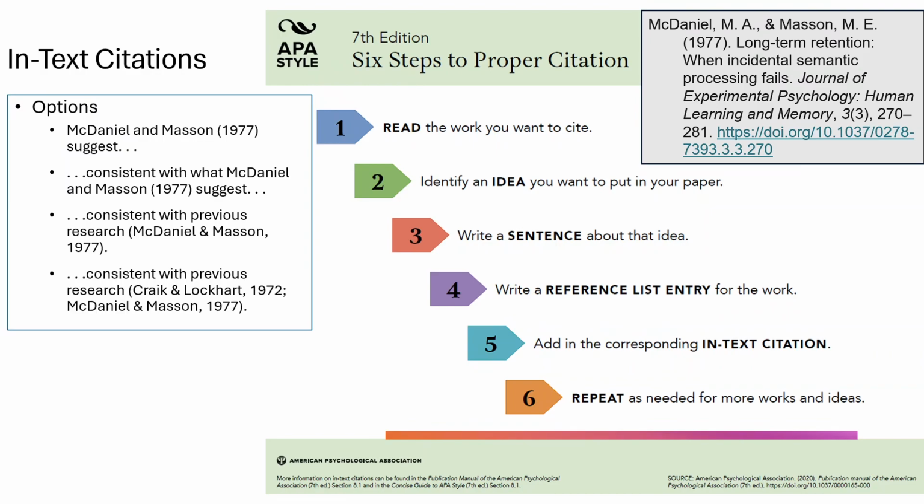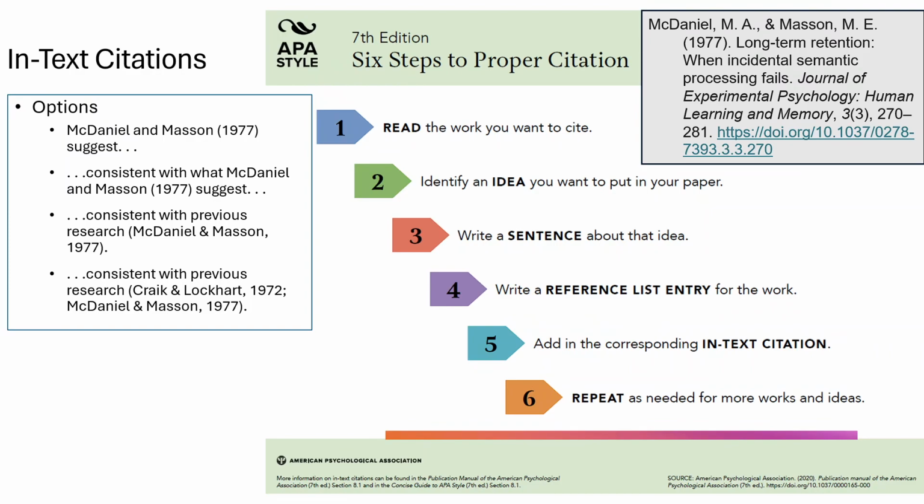And then the final example I wanted to give you is if you wanted to cite McDaniel and Masson in a list of citations that are within parentheses, always alphabetize the citations in the list. So Craik comes before McDaniel, and you separate those citations with a semicolon. So those are the rules that are hard and fast. Some of those are rules.